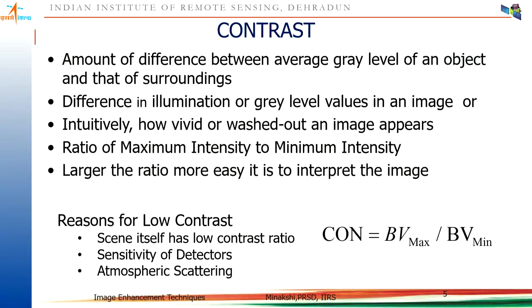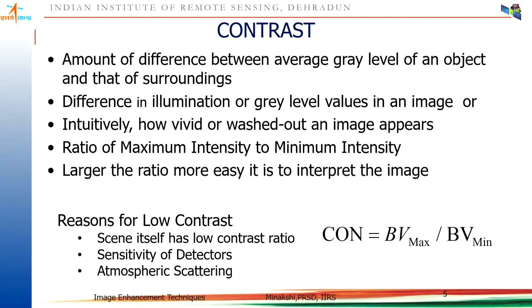Now the other two reasons: the scene itself has a low contrast ratio. What do I mean by that? When we are capturing the digital image, the satellite and sensor have certain limitations in terms of the area. The total area that is covered in one scene is the swath of the satellite. That swath may be, for some sensors, 11 kilometer by 11 kilometer, 24 kilometer by 24 kilometers, or different scene sizes depending upon the swath of the sensor.